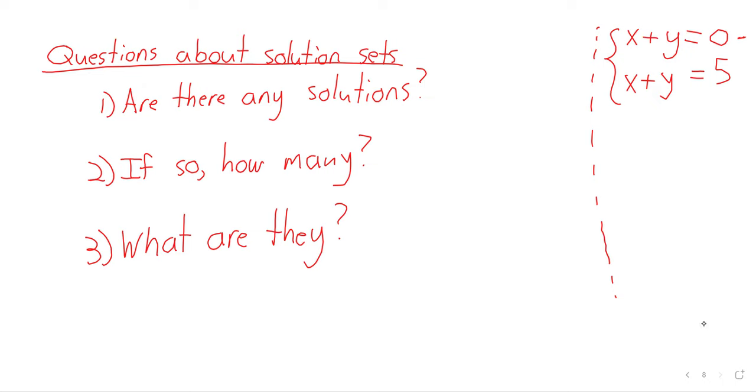What I meant to say is that in something like this, each equation is giving us a straight line. X plus y equals 0, that's a straight line. X plus y equals 5, that's a straight line. So, what's it mean to be a solution to the system? Well, you have to be a solution to each individual equation. So, you have to be on both the lines. And as it happens, these lines are parallel. There are no points on both the lines. So one answer is that there might be zero solutions.